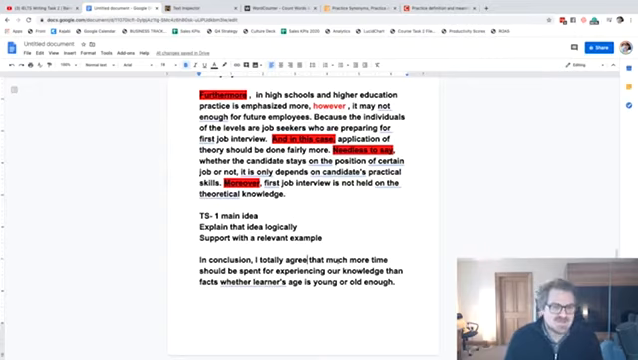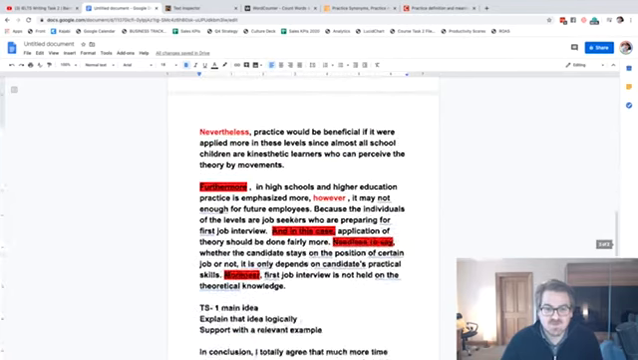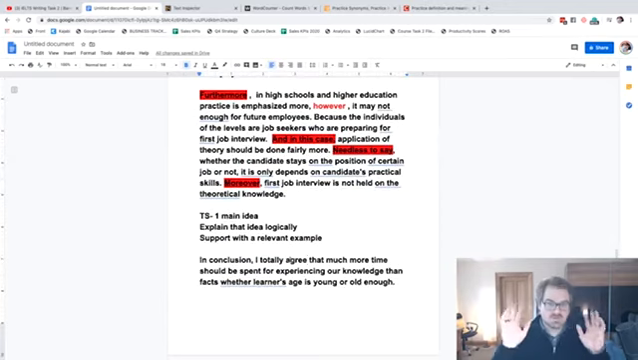Does this mean that I should be surprised at the end? So I should be just confused, totally confused. Oh, they've put it at the end. Band 9. That's not how it works. In conclusion, I totally agree that much more time should be spent for experiencing our knowledge than facts, whether learner's age is young or old. Experiencing our knowledge, this doesn't make any sense.